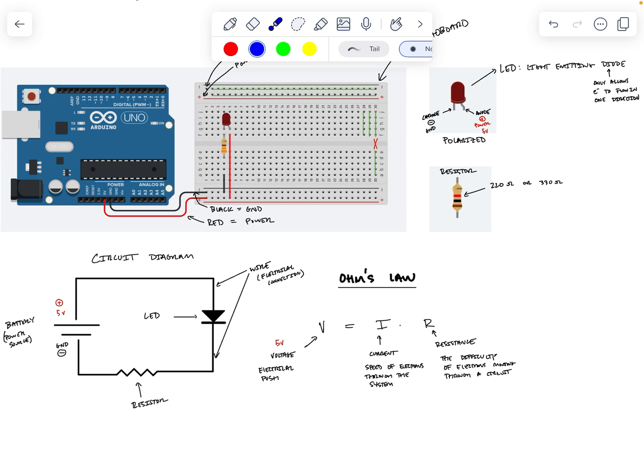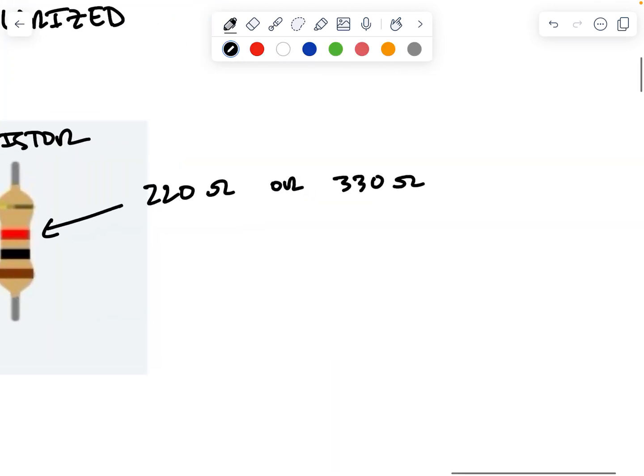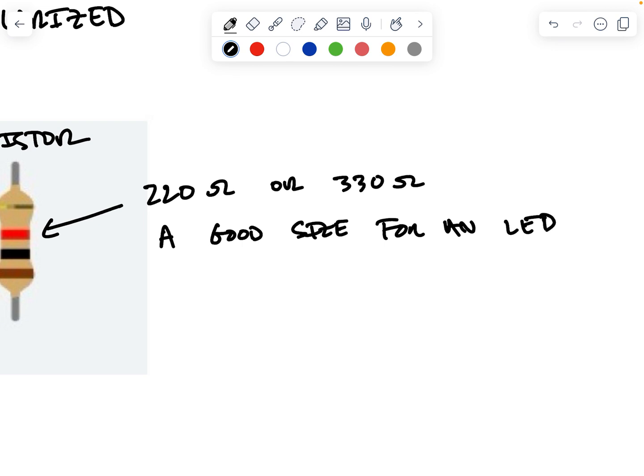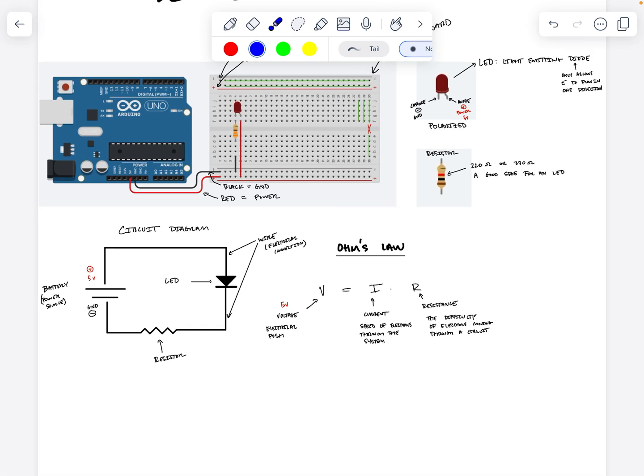So, that being said, for a 5-volt system, a 220 or 330 ohm resistor is a good size for an LED. It will light up the light, but it won't let it burn out. If you burn out an LED, not a big deal. Throw it away, move on.